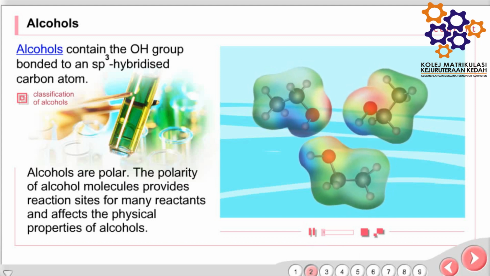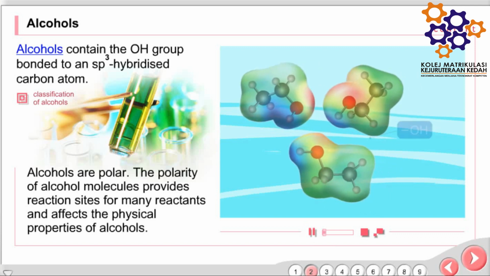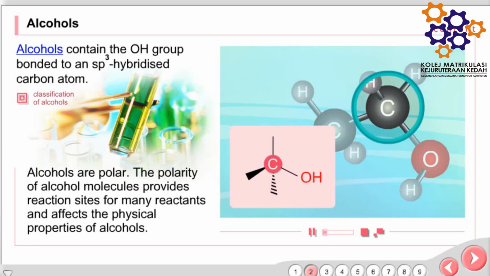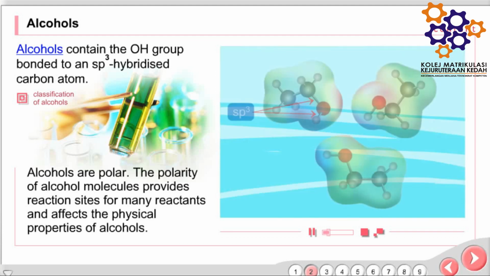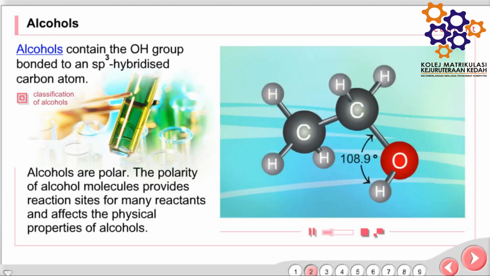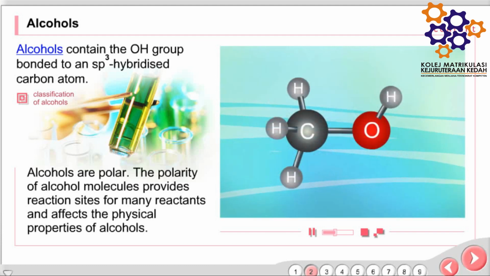Alcohols are organic compounds containing a hydroxyl group, OH, bonded to an sp3 hybridized carbon atom. The oxygen atom is sp3 hybridized too. As a result, the carbon, oxygen and hydrogen atoms do not lie in a straight line, and the carbon-oxygen-hydrogen bond angle is very close to the tetrahedral angle of 109.5 degrees. For example, the carbon-oxygen-hydrogen bond angle in methanol, the simplest alcohol, is 108.9 degrees.